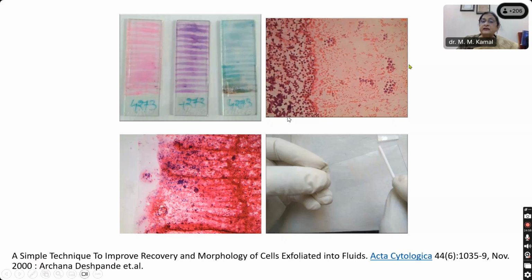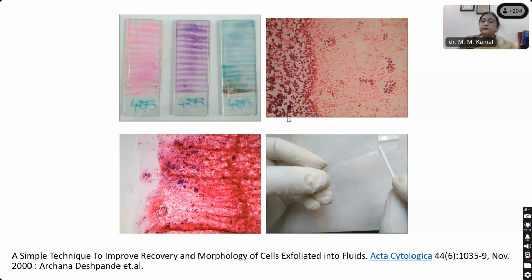So this is the area between two, where you are seeing better morphology, and here you are seeing the cell concentration. So you have an idea of both cellularity as well as morphology. And this we have been using for almost 20 years in the department. Anybody else is doing this method?